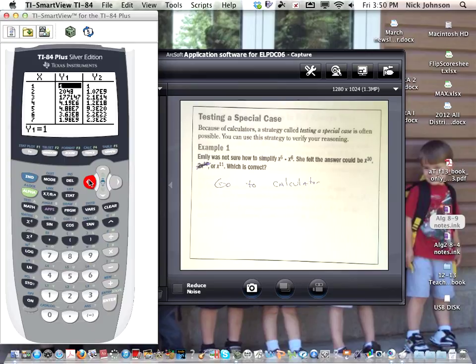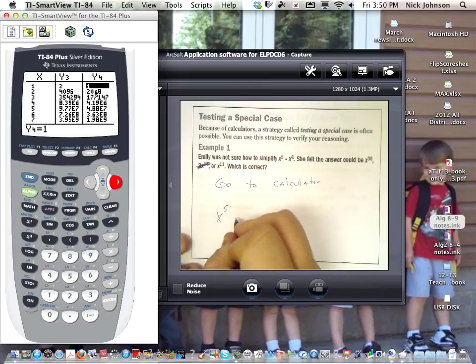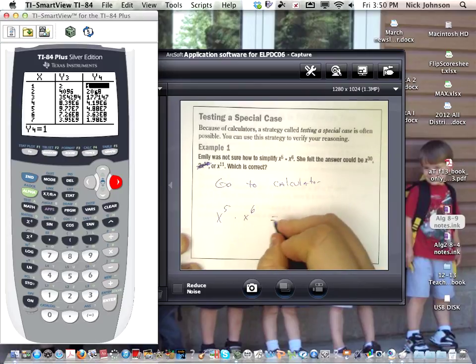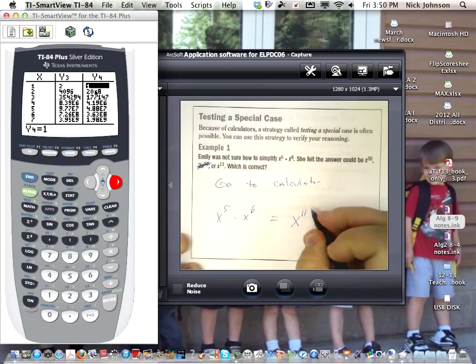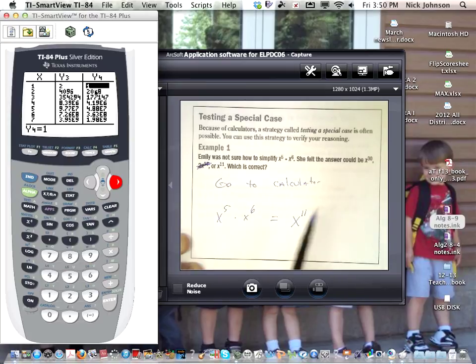If you come back here and look at 2, this one's 2048. Is this one 2048? No. Which one's 2048? y4. So x to the 5th times x to the 6th is equal to x to the 11th. And we check that by looking at our calculator.